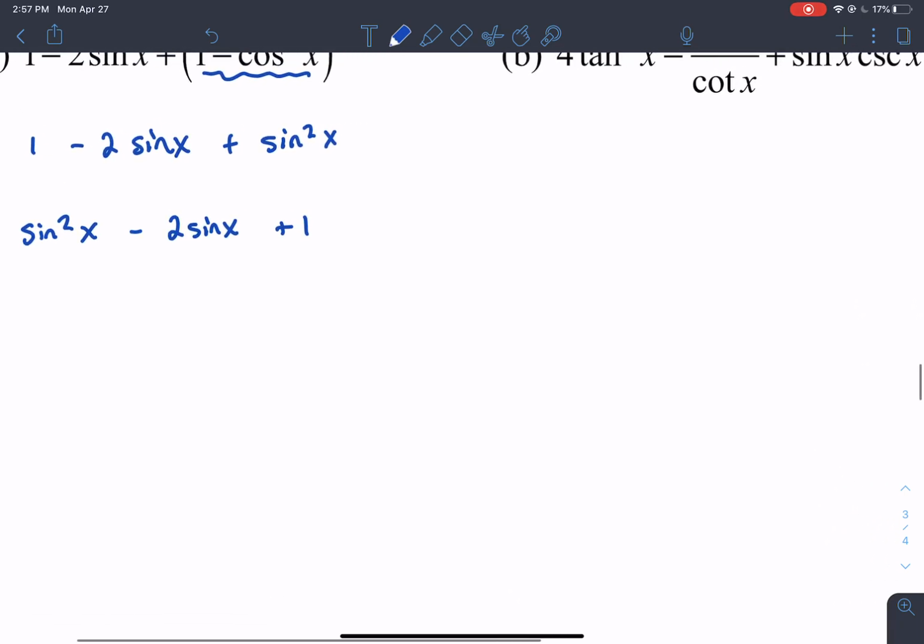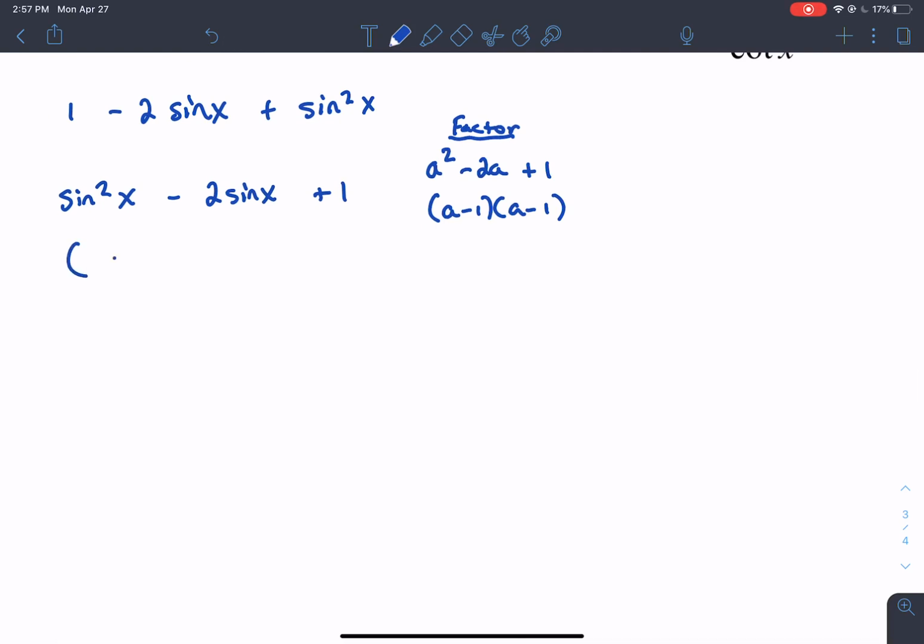Now treat sine of x like a variable. So technically, when it says sine squared, it's like you have a squared, and then minus 2a plus 1. So how would you factor if you had this quadratic? This is really just a minus 1, so it's going to be the same thing here. So I'm going to have sine minus 1, sine minus 1. If you put them together, you got sine minus 1 squared.